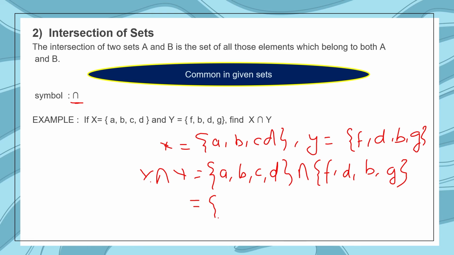A: what about A? A is not an element of Y, so A is not a common element between the two sets. B is a common element, so we choose B because B is given in set X and set Y. And C, what about C? C is not a common element. And D is. Only B and D are elements of X intersection Y. Right, students? So X intersection Y equals B comma D.